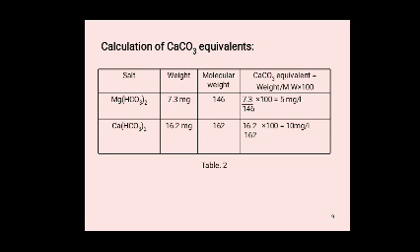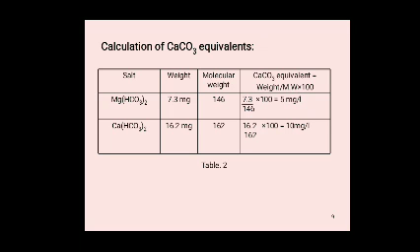Calcium bicarbonate, in the same way, has one calcium, two hydrogens, two carbons, six oxygens. Calcium plus two hydrogen plus two carbon plus six oxygens is equal to calcium atomic weight 40 plus 2 into 1 plus 2 into 12 plus 6 into 16. That is equal to 40 plus 2 plus 24 plus 96.